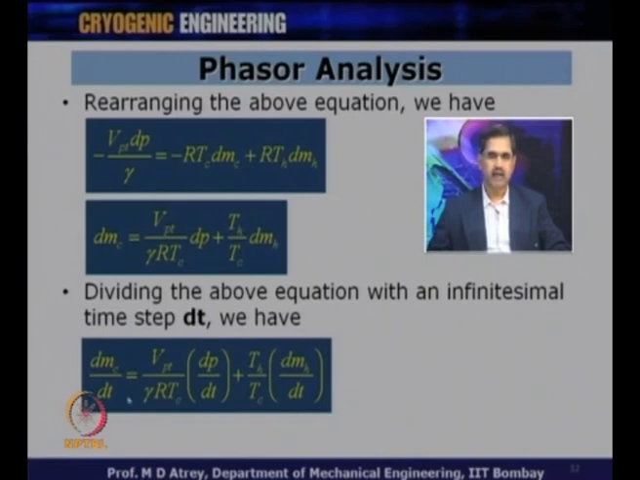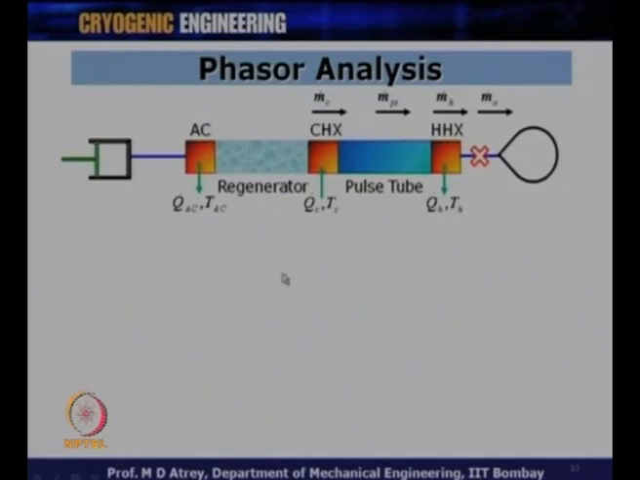So, now I am relating the mass flow rate at the cold end of the pulse tube to the pressure variation and the mass flow variation at the hot end of the pulse tube, and this is a very important derivation now. Basically relating the mass flow rate at the cold end, the mass flow rate at the hot end and the pressure variation. Now, let us understand this in the inline pulse tube.